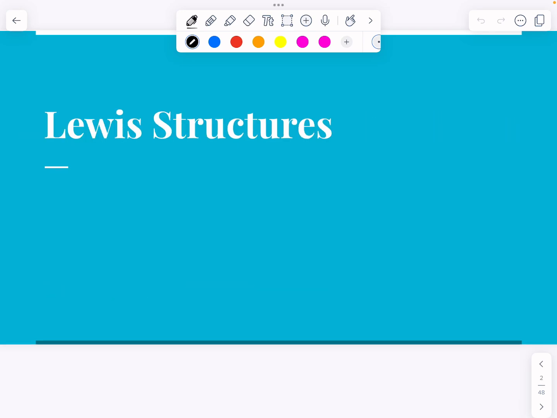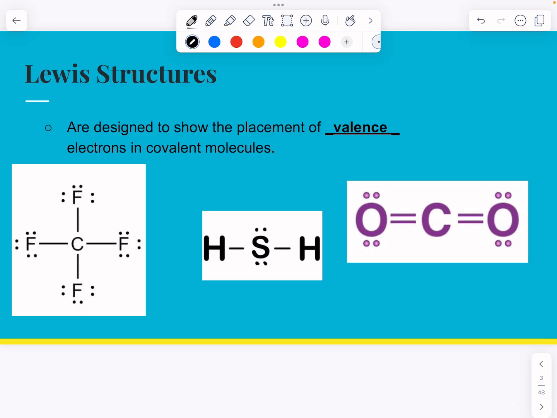So our learning target for today is Lewis structures. I can draw a Lewis structure, which is a 2D representation of a covalent molecule. With our Lewis structures, this is kind of the end goal of what they're going to look like. They're designed to show the placement of all the valence electrons in a covalent molecule.